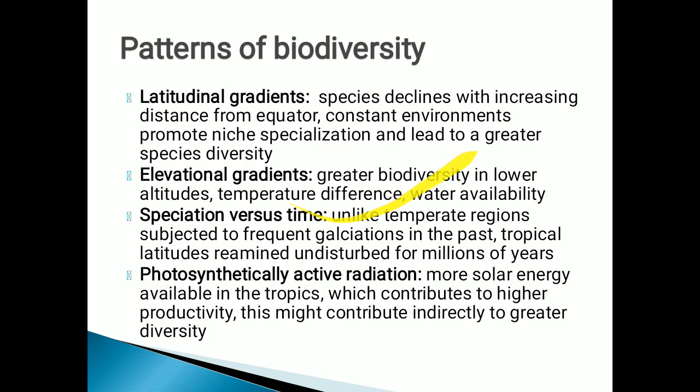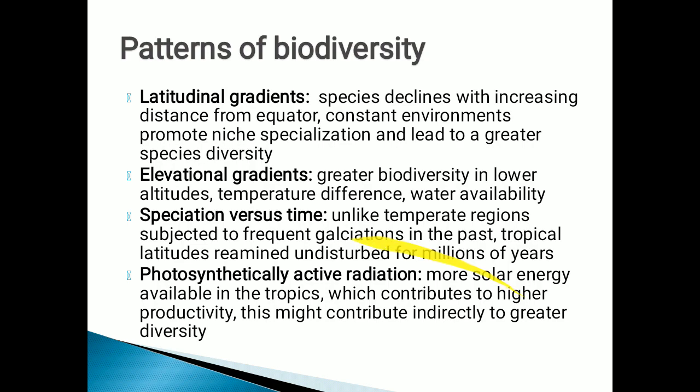Then comes the elevation gradient. As you go to higher altitudes of a mountainous region, you will find that the variability of temperature and water will limit the kind of species available at that elevation. Species variation versus time depends on the function of time, not just the temperate regions or any biome, but the pattern of diversity existing as a function of time, undisturbed for millions of years, thus having a long evolutionary time for a species to diversify in its original habitat.